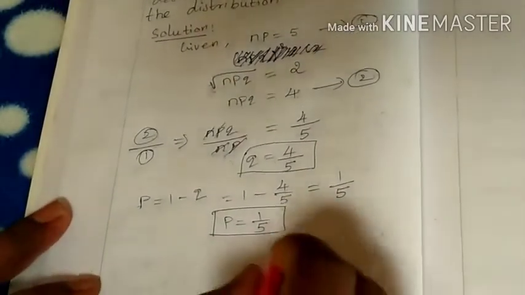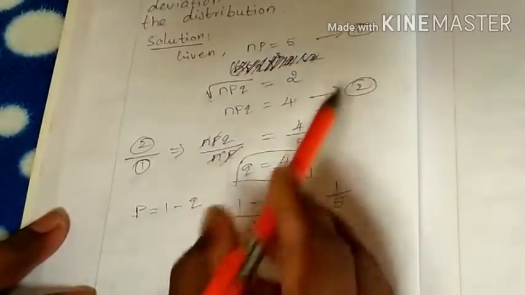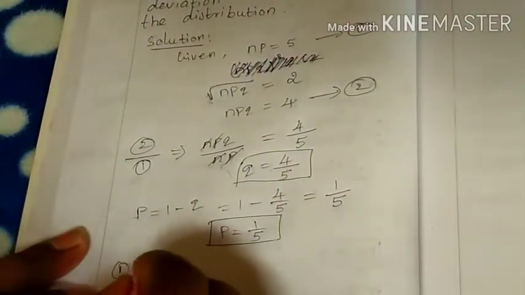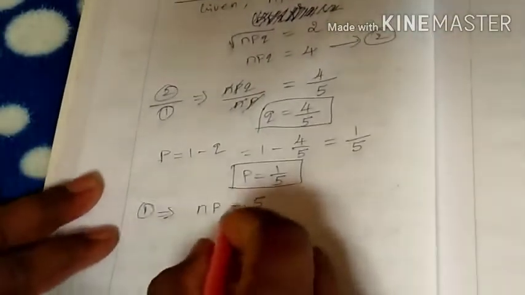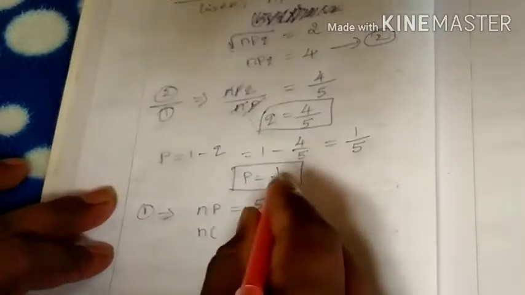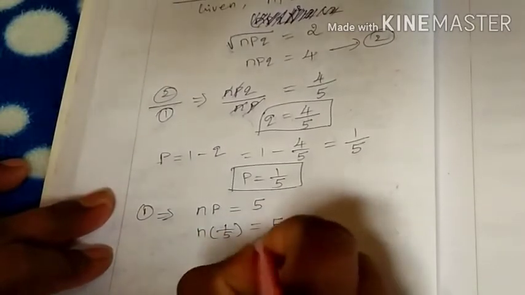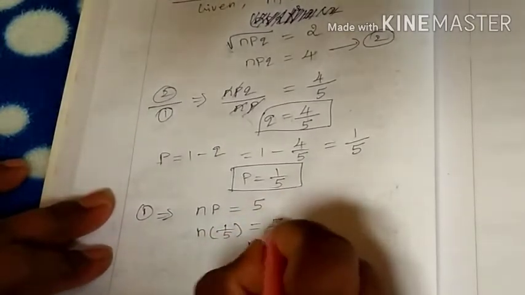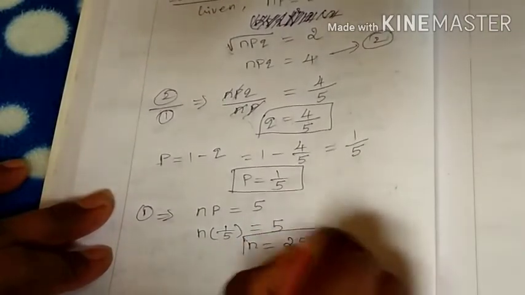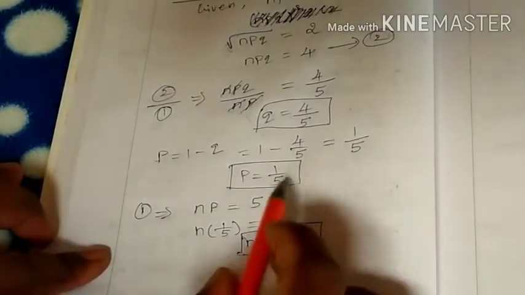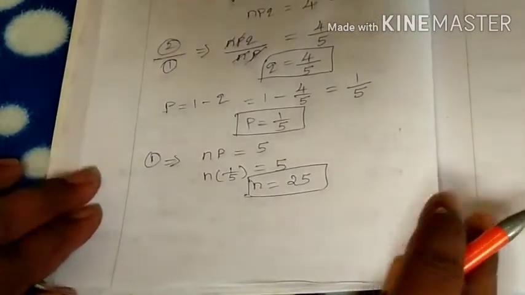Then n we want to find. The first equation is np is equal to 5. Now using the p value, n into 1 by 5 is equal to 5. So n, using the cross multiplication, 5 5s are 25. Now we have n, p, q. Okay, 3 answers. Next, find the binomial distribution.